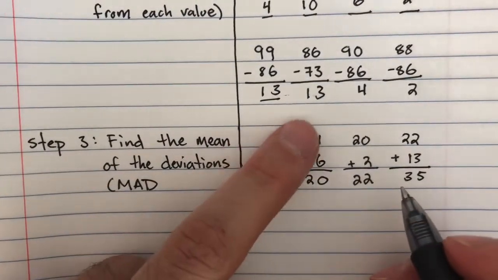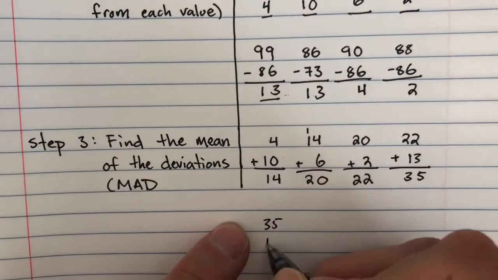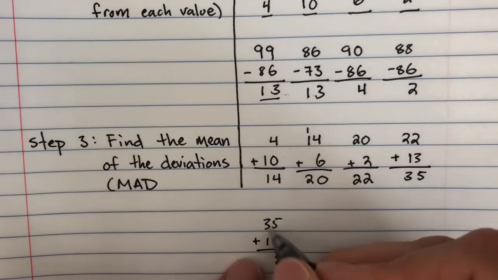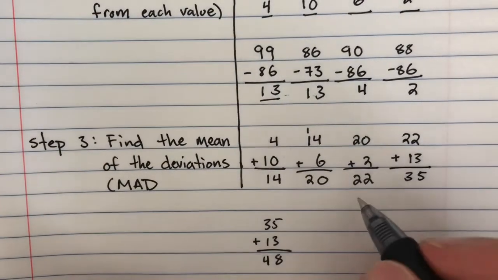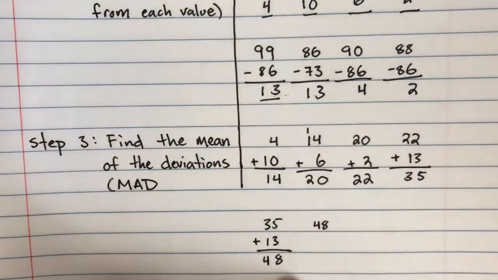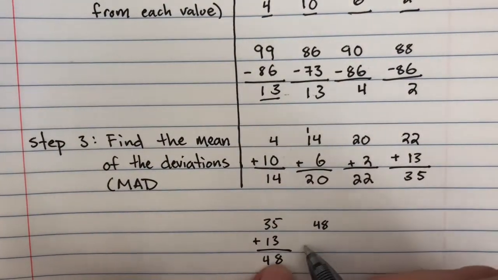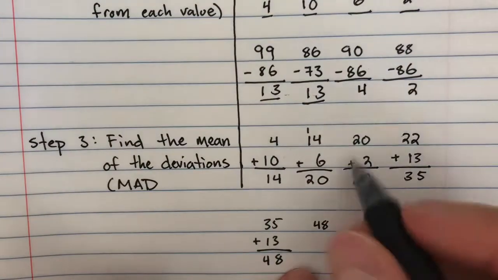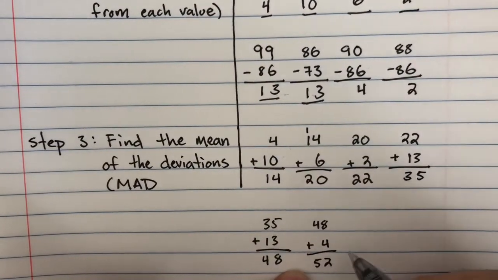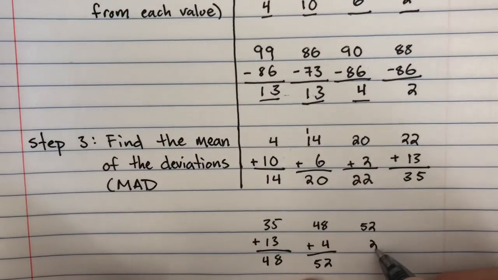Now I've got another 13 here. So I'm going to do 35 plus 13. 5 plus 3 is 8. 3 plus 1 is 4. So I do my 14. My 48. I'm going to add 4 to it. It's going to be 52. And then my last one here is 2. 52 plus 2 is 54.